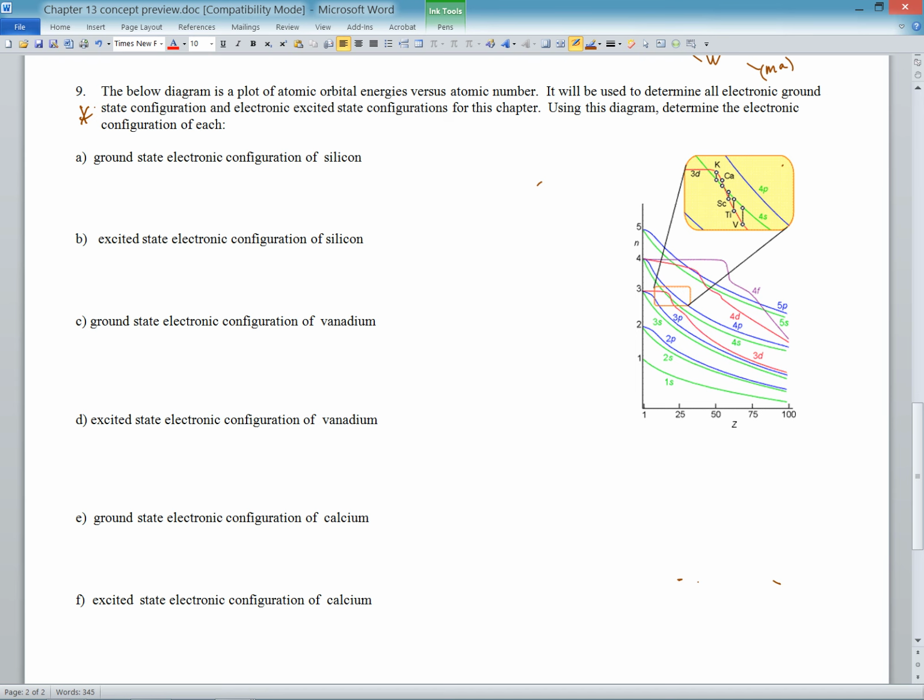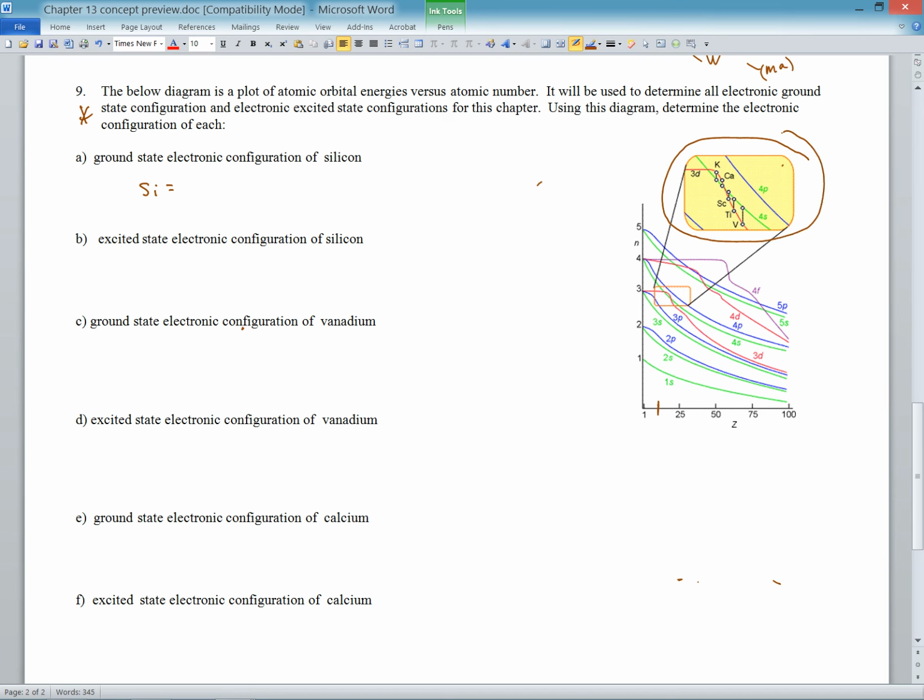Usually this thing works, but this is a lot better. So the ground state electron configuration of silicon. You'd start out with silicon. What number is silicon? 14. So it's way in here somewhere. And you notice where things start getting messed up and weird is zoomed up in this box.